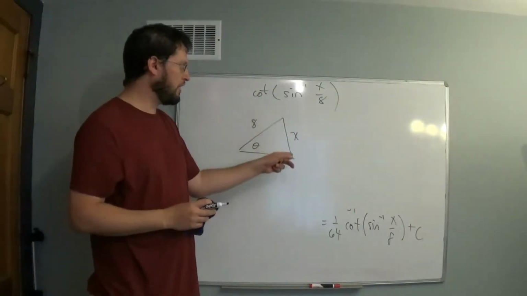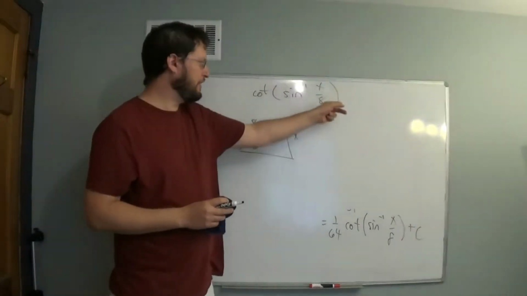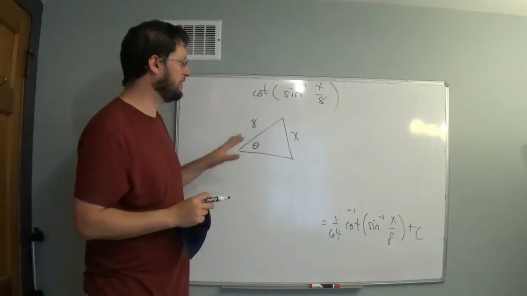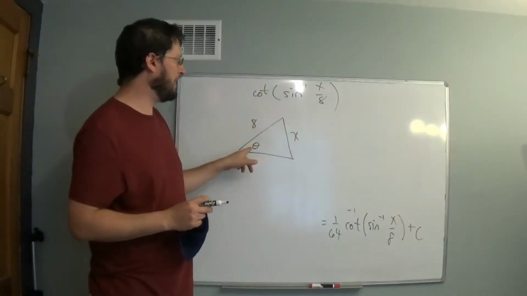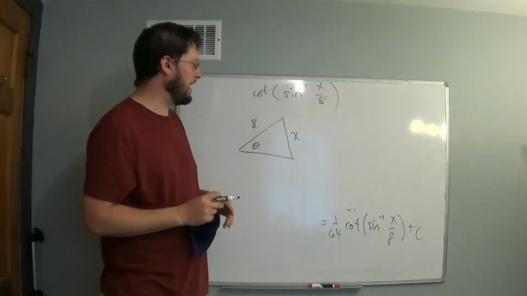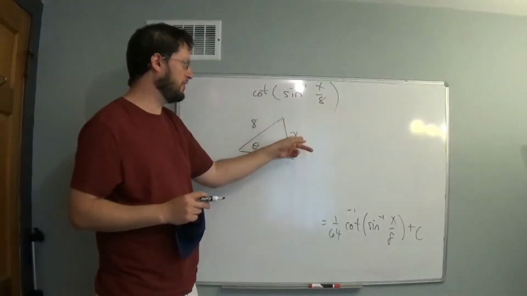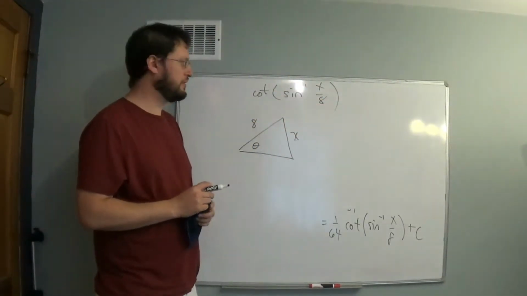So I draw a right triangle using what I have here. We'll see some more in the future with cosine inverse or tangent inverse, but we just set it up so that the angle makes what we have on the inside. X over 8 with sine is opposite over hypotenuse, so this is opposite, this is hypotenuse.